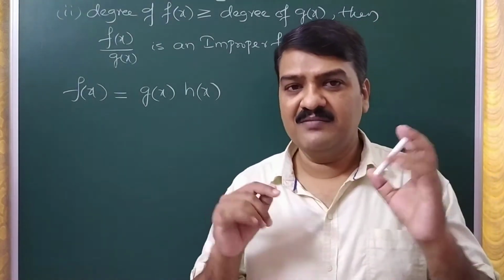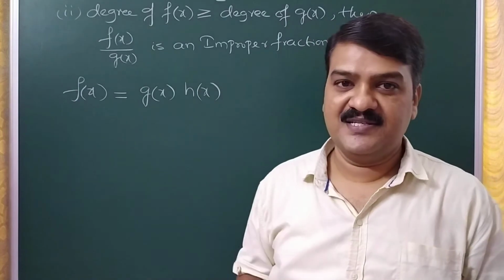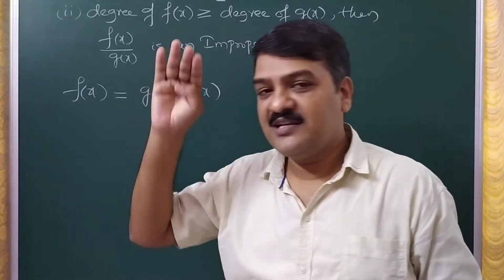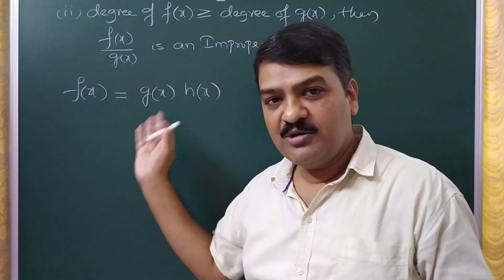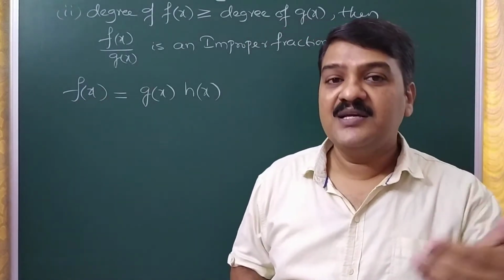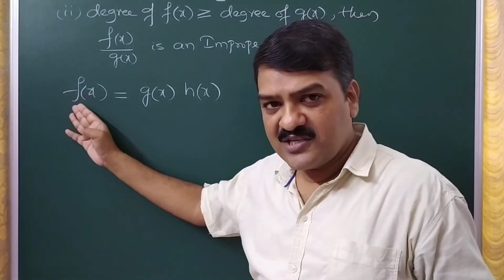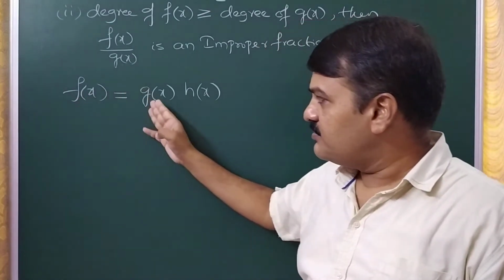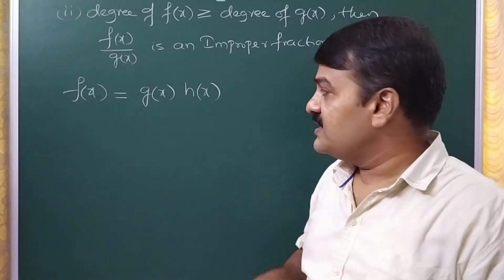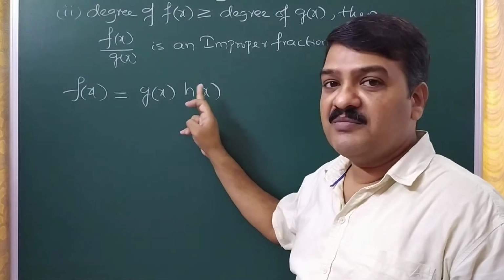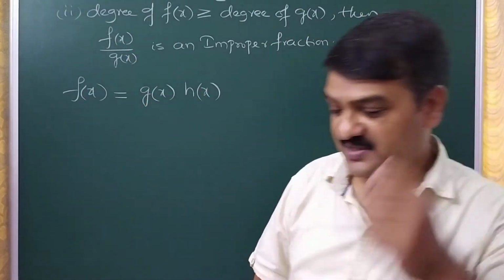Or in simple words, if f of x can be factorized, then f of x can be called reducible. If f of x cannot be factorized further, it is called irreducible. So reducible means f of x must be expressed as a product of two or more polynomials such that each polynomial's degree must be less than the degree of f of x.